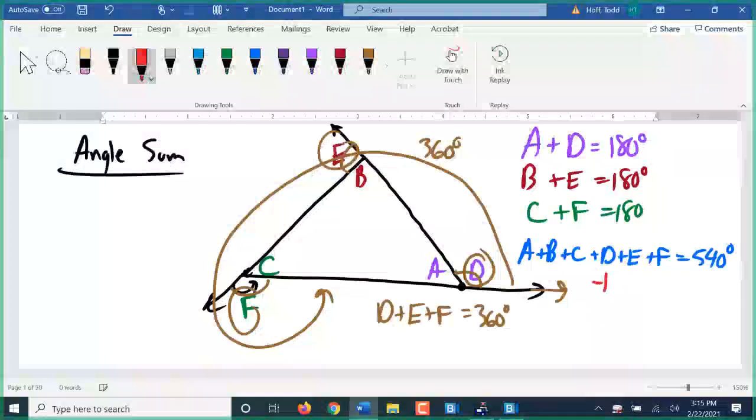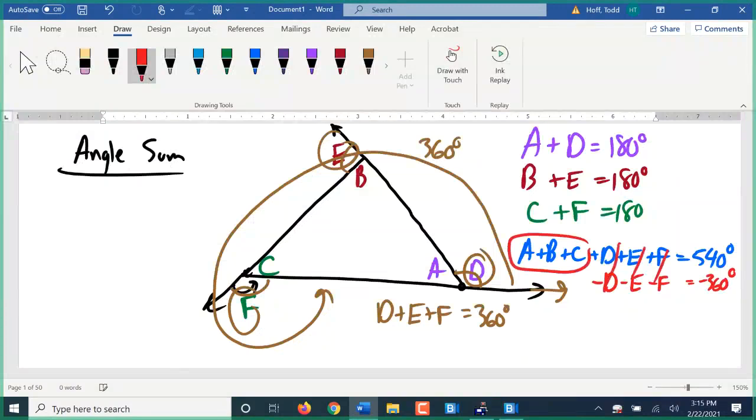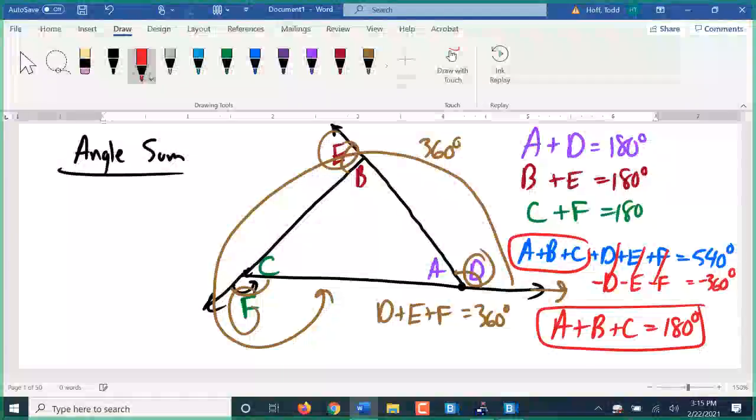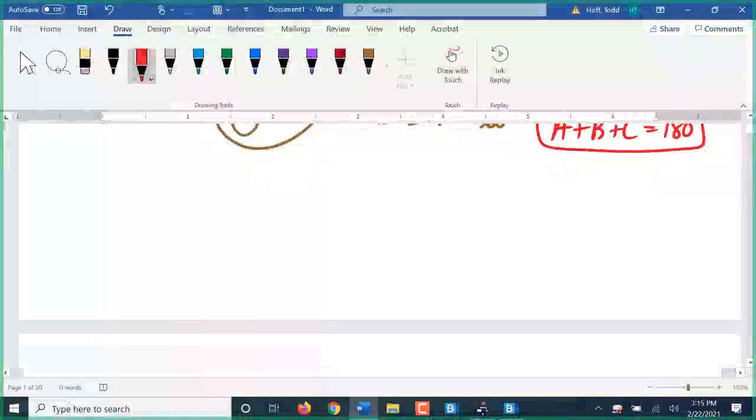If I subtract D, E, and F, I've subtracted 360 degrees, right? D, E, and F are gone. All that's left is A, B, and C. 540 minus 360 is 180 degrees. So we're left with the internal angle sum of 180 degrees. Well, is that true of every figure? It's true of every triangle, but is it true of every figure? Sort of.